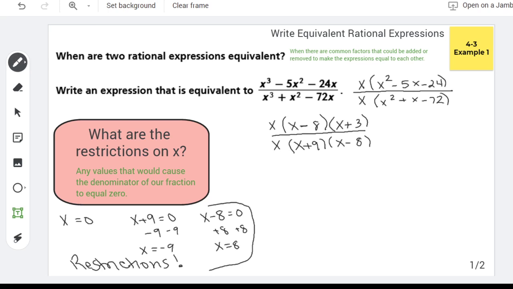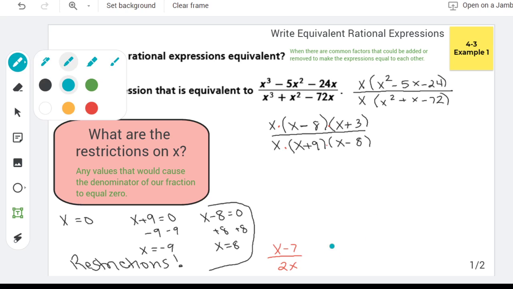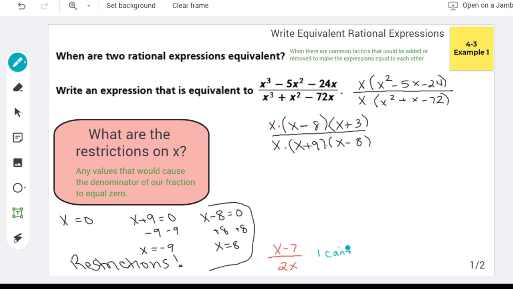Now we get to the fun part where we get to start crossing stuff out. Understand that you can only cross things out if you have a set of stuff being multiplied out like this. If I have an expression like x minus 7 over 2x, note that I can't cancel the x's out here. Mind you, this is an example that I'm just pulling out of my head. It has nothing to do with the problem.